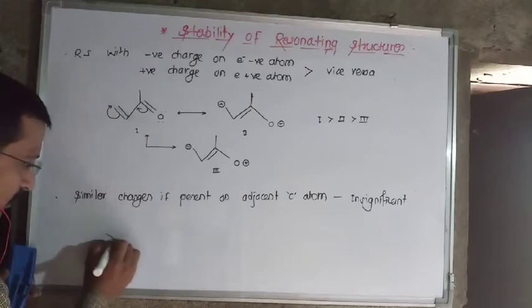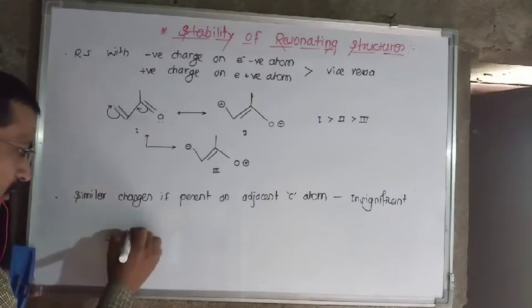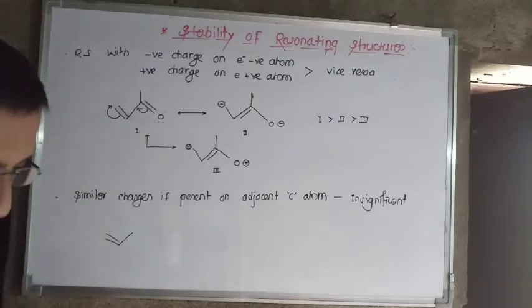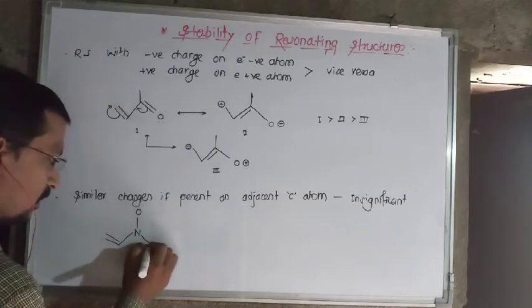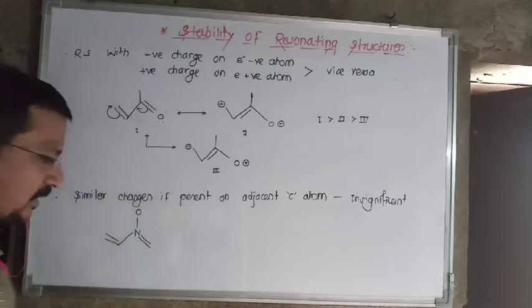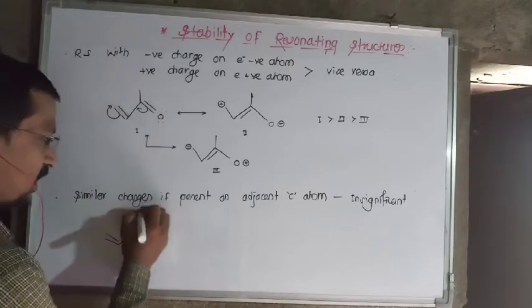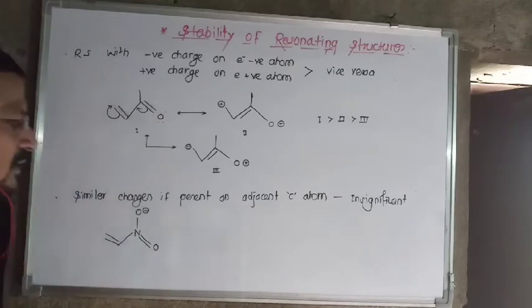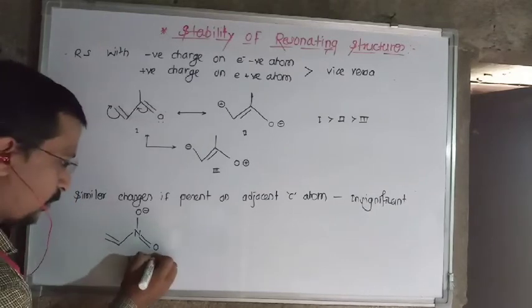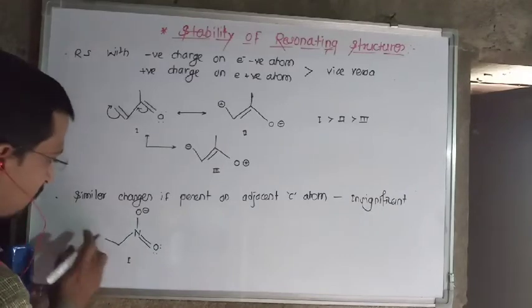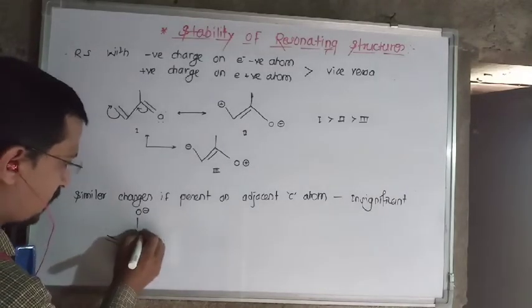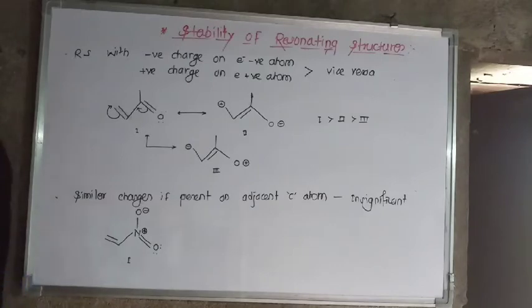Suppose double bond, single bond, and I think we have to take the example of nitrogen, the NO2 group: N, oxygen, and here a double bond, and this oxygen carries negative charge, isn't it? This is the first structure. Here a lone pair, I show it, lone pair. Now in the first case of resonance, nitrogen has positive charge.